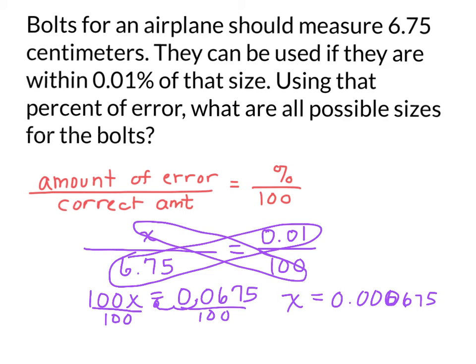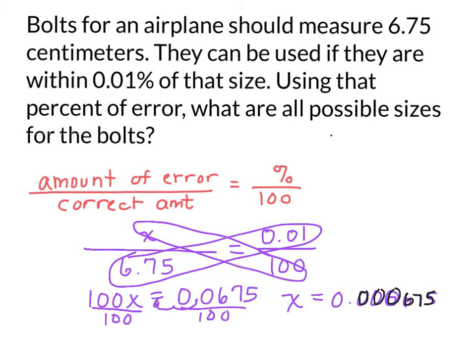That seems tiny. Well, it should be tiny, right? If you're manufacturing the bolts for an airplane, we don't want them too big or too small. That number represents how far off of that 6.75 bolt size we can be. So what are the possible sizes?